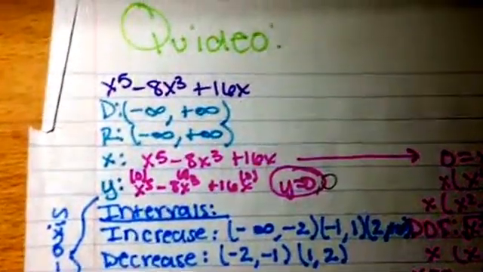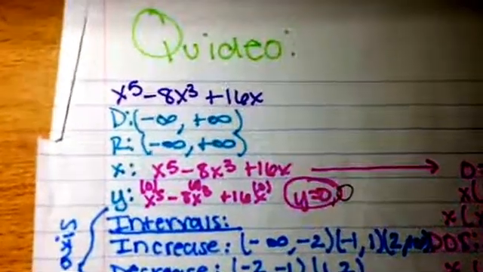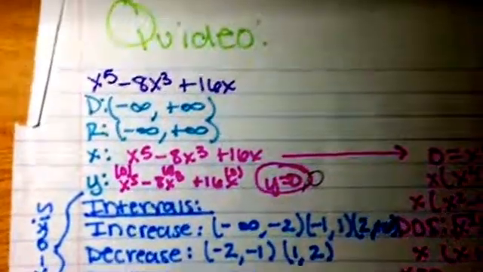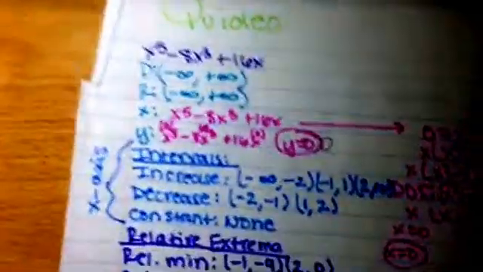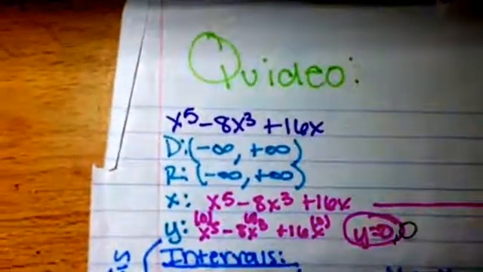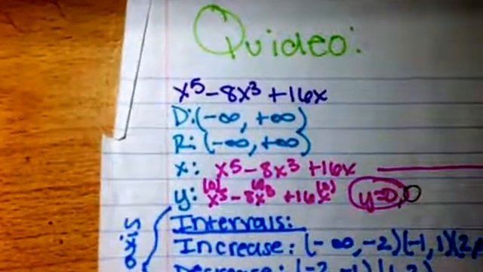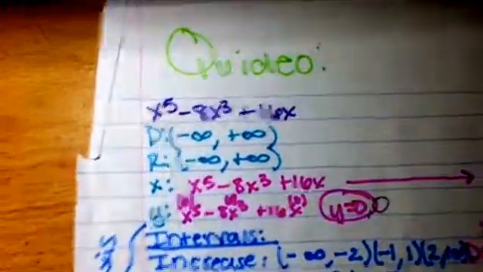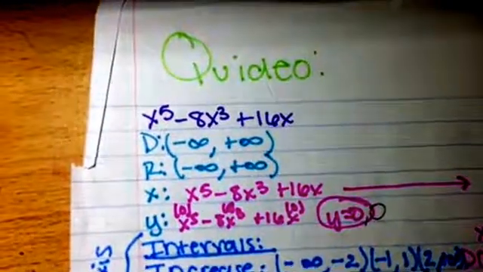To find the domain, I know from Math 2 that the domain of any polynomial will always be all real numbers. And I know this is a polynomial because I have three terms. The first term is x to the fifth, the second term is negative 8x to the third, and the third term is positive 16x. So that's why I have negative infinity to positive infinity. I can also write all real numbers out in words, or I can write it as an R with two slashes through it.